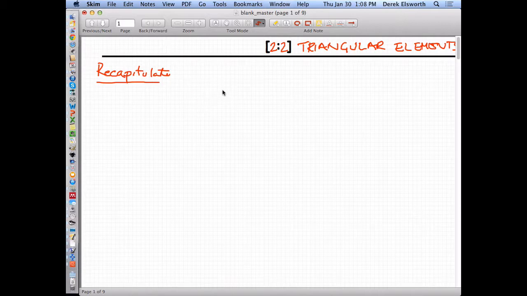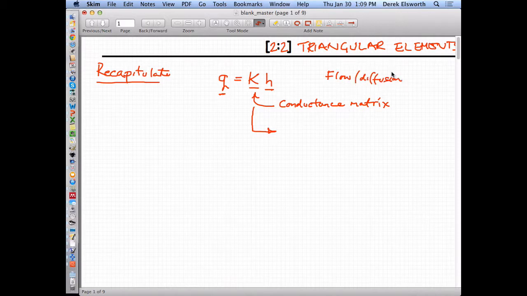So what do we remember? Well, we remember that for any particular element type we wanted, we could define a relationship which allowed us to link nodal values of fluxes to nodal values of heads, and we did that through a conductance matrix. Our innovation last time was that we could derive this conductance matrix for this flow and diffusion problem. When we talk about diffusion, we talk about fluid flow and pressure diffusion. It's actually the same equation as Fickian diffusion, but let's not worry about that for now.